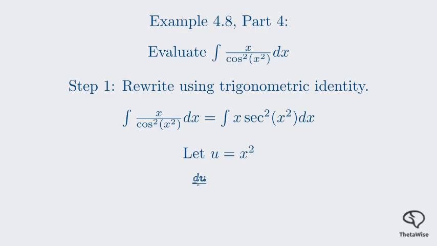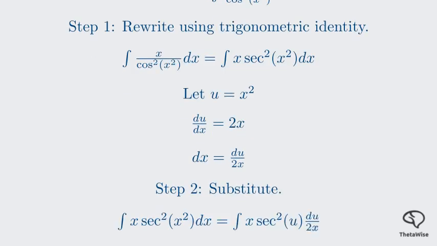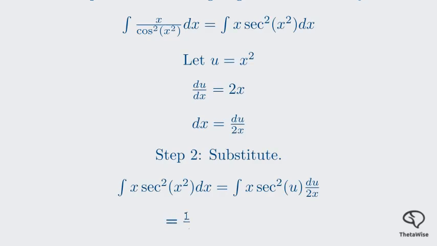We'll let u equal x squared. Its derivative is 2x, which is a constant multiple of the x term we have. Rearranging for dx, we get dx equals du over 2x. Step 2, substitute these into our rewritten integral. We substitute x squared for u and dx for du over 2x. Notice the x terms cancel, and we are left with a 1/2 that we can pull out front.